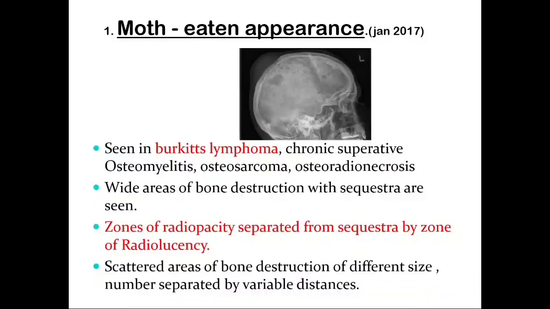Next, a short note that can be asked under this chapter is the moth-eaten appearance. You have to say in which scenarios you see the moth-eaten appearance. You see it in Burkitt's lymphoma, chronic suppurative osteomyelitis, osteosarcoma, and osteoradionecrosis too. And how does this appear? There are wide areas of bone destruction with sequestra, where zones of radiopacity are separated from sequestra by a zone of radiolucency. You can see scattered areas of bone destruction of different size and number, separated by variable distances. So you can see here in the skull vault the moth-eaten appearance.